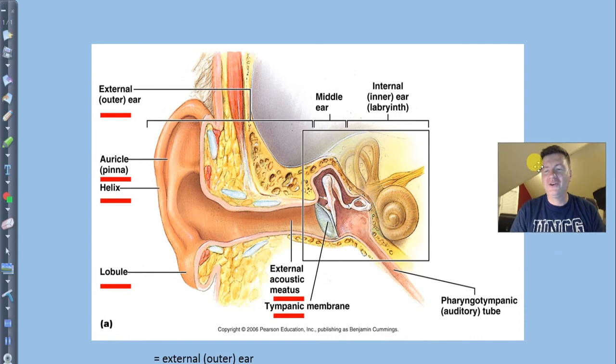Let's look at the parts of the ear. And when we say ear, we tend to focus on the thing that's sticking on the outside of our head. Actually, that's just one part of the ear. The ear actually has an external, middle, and inner region, and we'll focus on these individually.